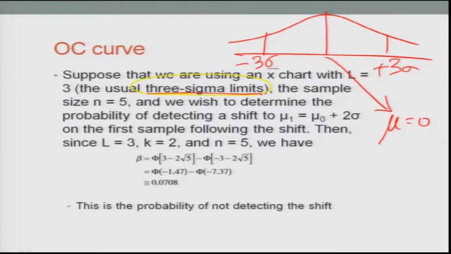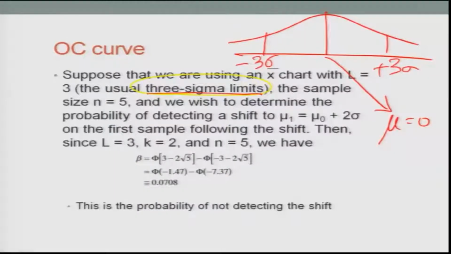The sample size is n, which is 5, and we wish to determine the probability of detecting a shift from mu naught to mu 1, which is basically mu naught plus 2 sigma. That means 2 sigma is the shift we are considering, and it is moving on to the positive side. On the first sample following the shift. So, now consider these 3 sigma limits. Now, L is 3, k is obviously 2 and n is given as 5 because that is the sample size we are taking.